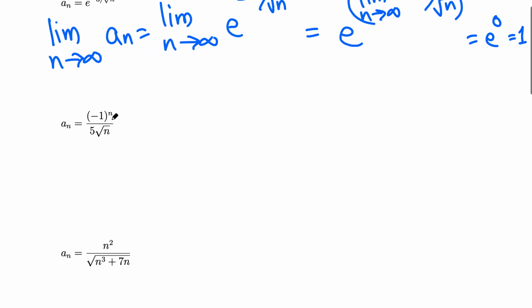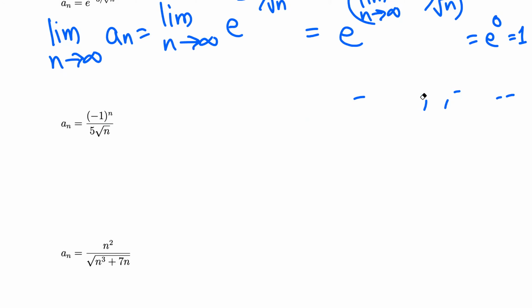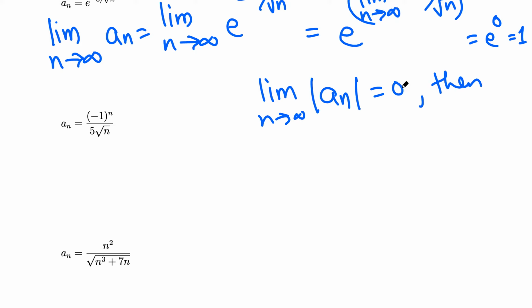Next, we got negative 1 to the n. So negative 1 to the n is, in fact, when we take n equals 1, 2, 3, 4, etc., we get negative 1, 1, negative 1, 1, etc. Okay, so we can use the fact that when we have a sequence, and we take the absolute value of the sequence and take the limit when n goes to infinity, if it goes to 0, then the limit of a_n as n approaches infinity is also 0.